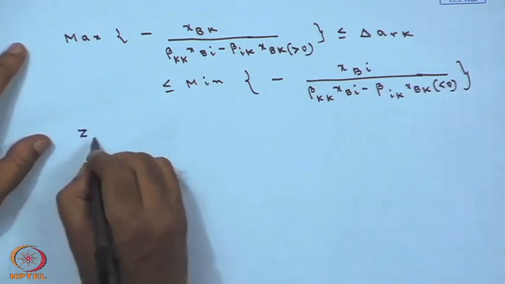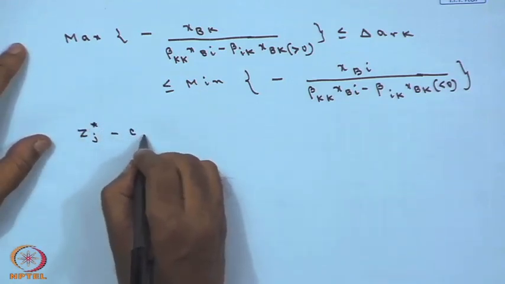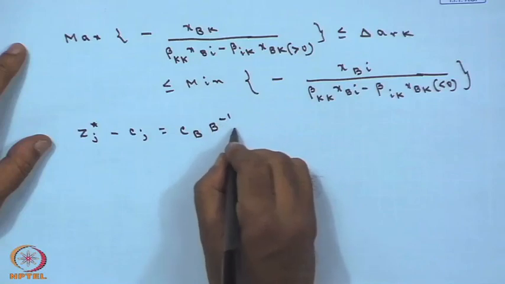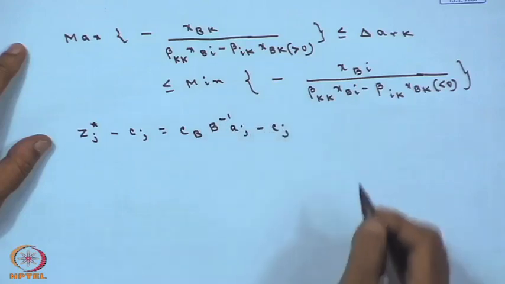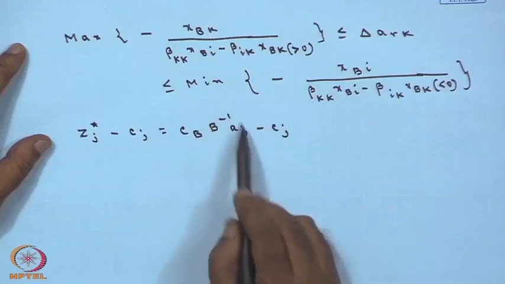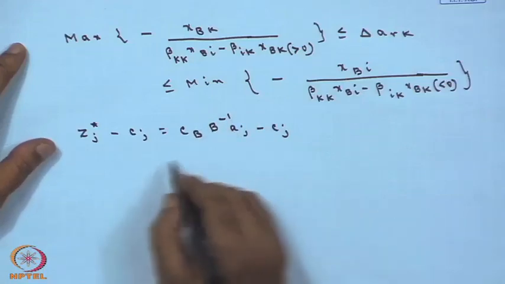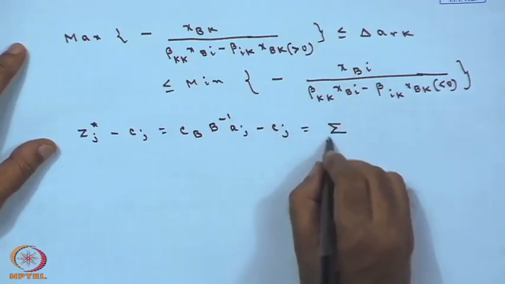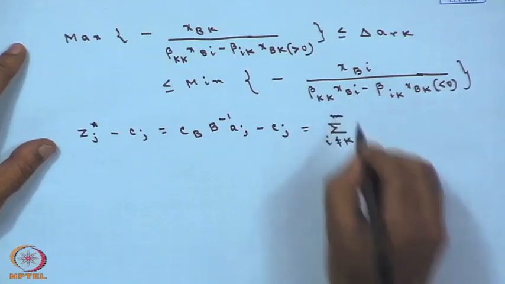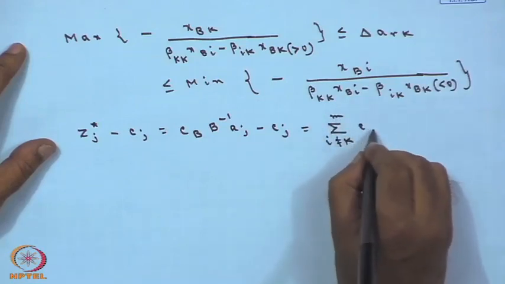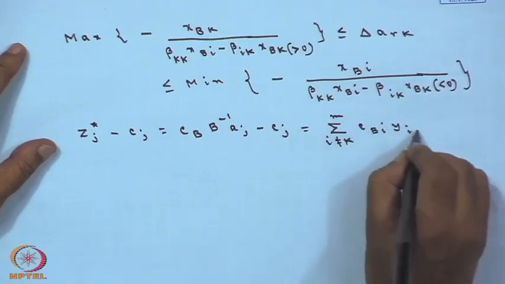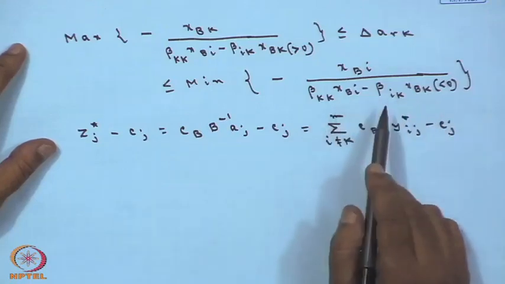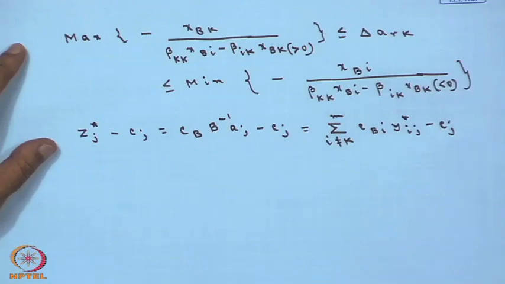For optimality, I have to check the value of zj star minus cj. This is nothing but Cb B inverse Aj minus Cj, and Cb B inverse is nothing but y, which I can write in summation form: summation i not equal to k, i from 1 to m, Cb i into yij star minus Cj, where yij star I can write in these forms using beta ik. I am not going through this again.